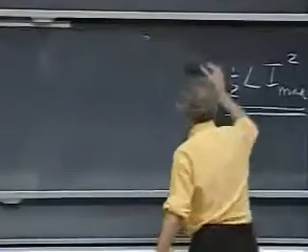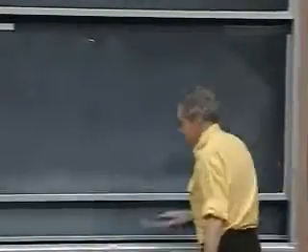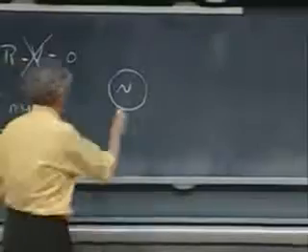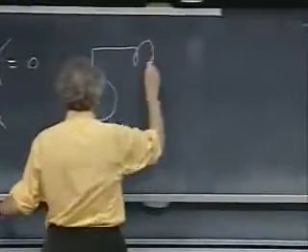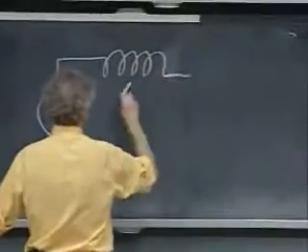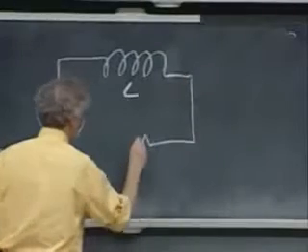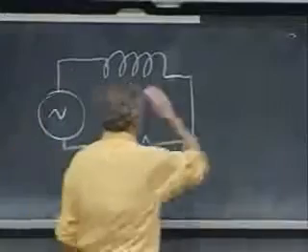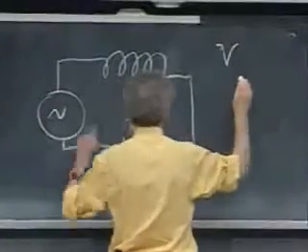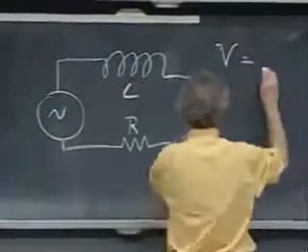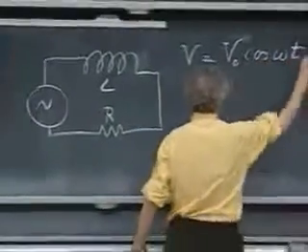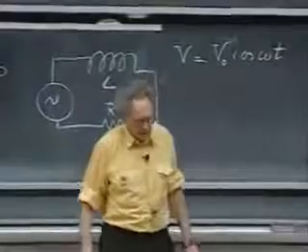And so now we replace the battery by an AC power supply, for which we normally put just a wiggle there. And here is the self-inductance, L, and here is the resistor, R. And let the voltage provided by this power supply be V0 times the cosine of omega t, omega being the angular frequency.